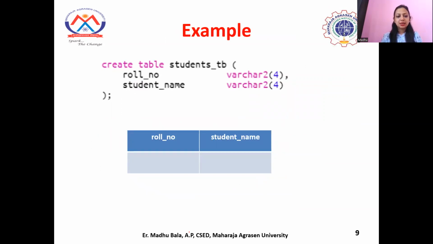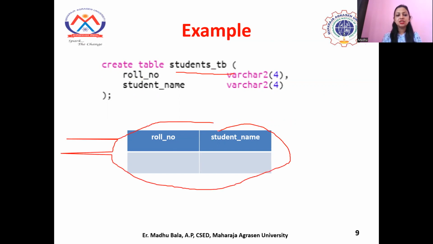Let us create a table to understand the use of alter command. So again, the syntax would be same. The create command is create table, and then name of the table here is students TB. Here roll number and student name are the 2 columns that I am taking here. So this structure would be created after using this create command.